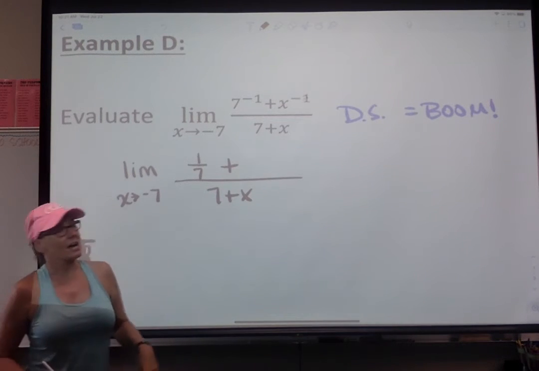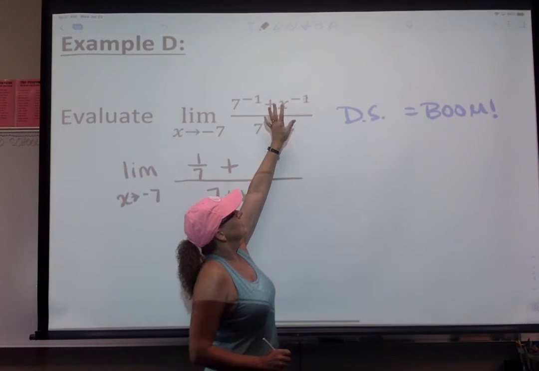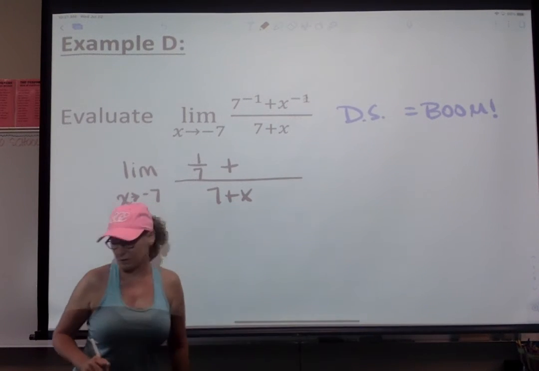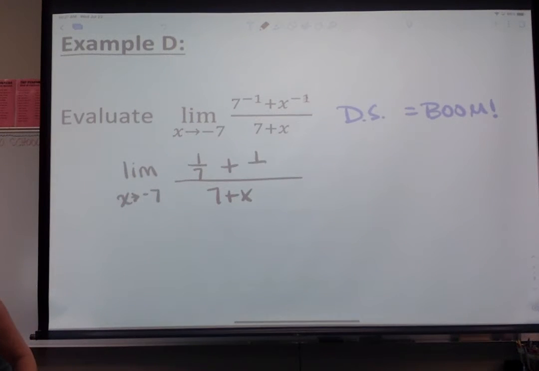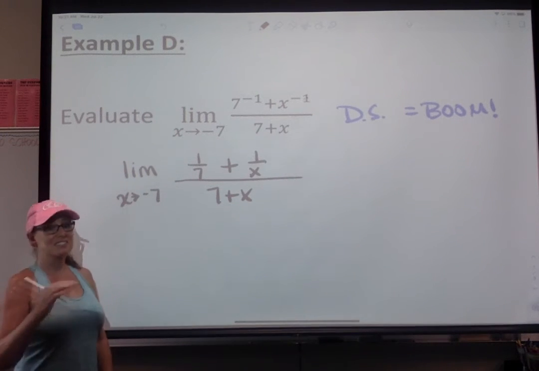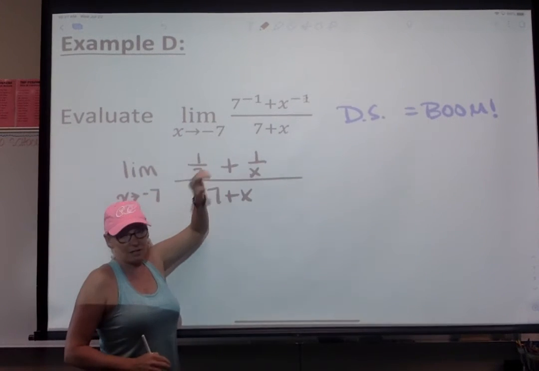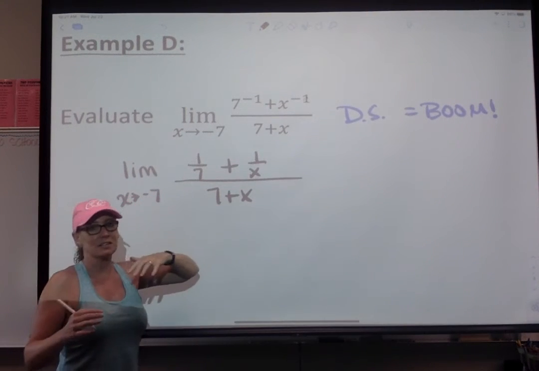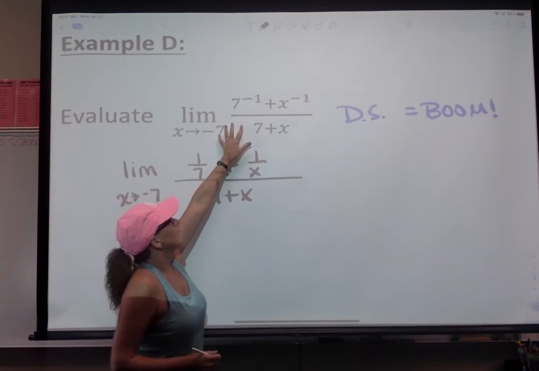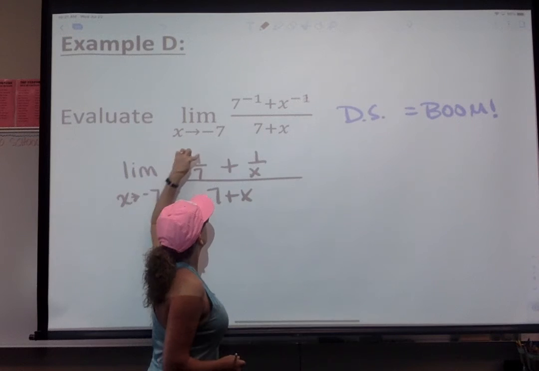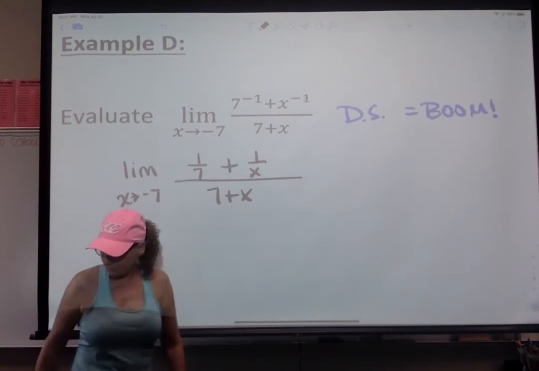Do the same thing with the x. The x here is its own little fraction, x to the -1. Move it to its own little denominator. That's the legal way of doing 7 to the -1 and x to the -1. It's a binomial, and each exponent is on each term individually. So you have to do them individually.